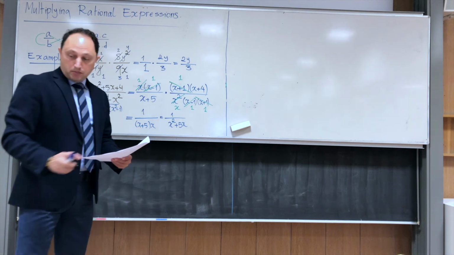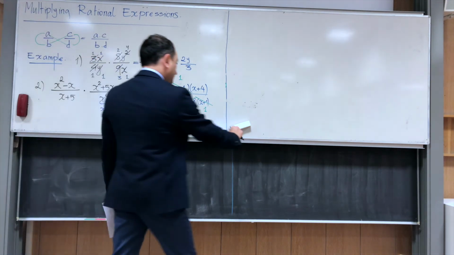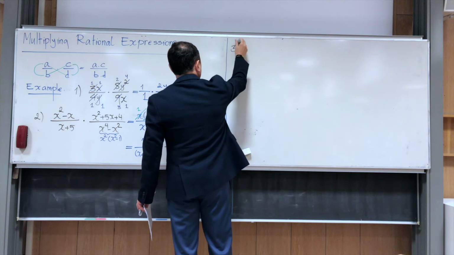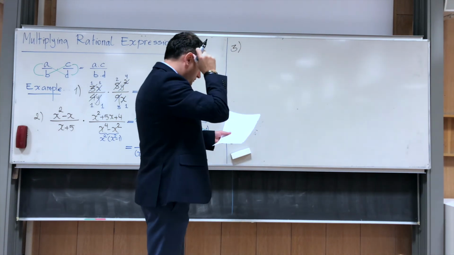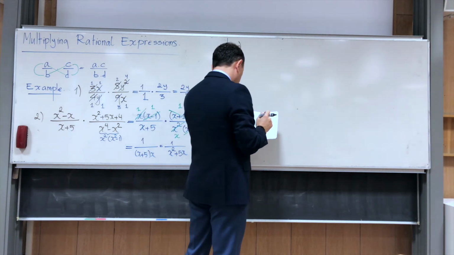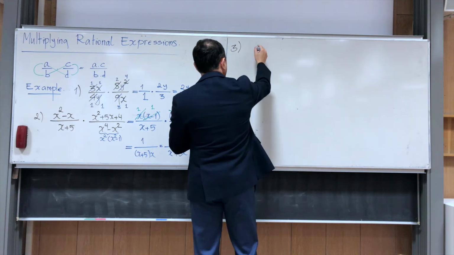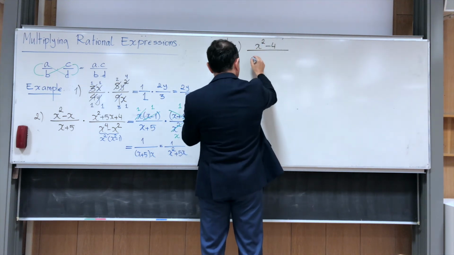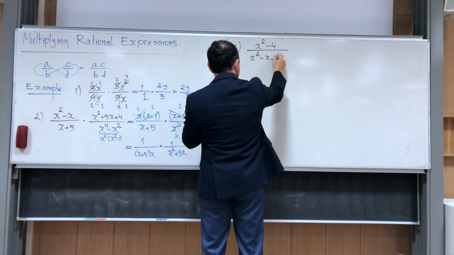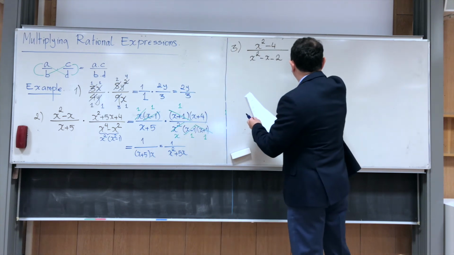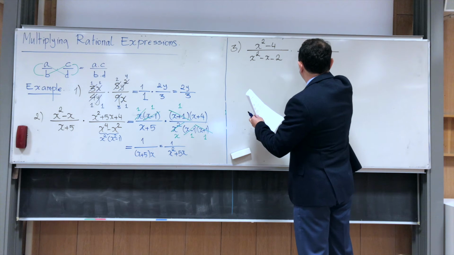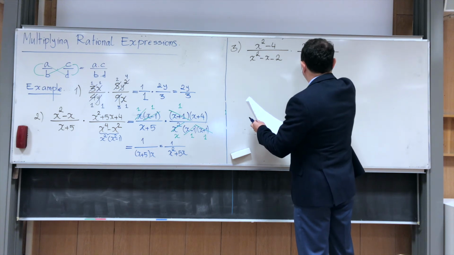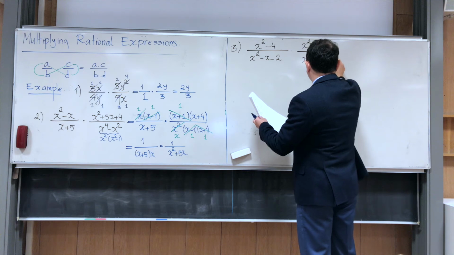Okay, so number 3. So I would write this for you. X squared minus 4 divided by x squared minus x minus 2, multiplied by x squared minus 3x minus 4 divided by x squared minus 2x minus 8.